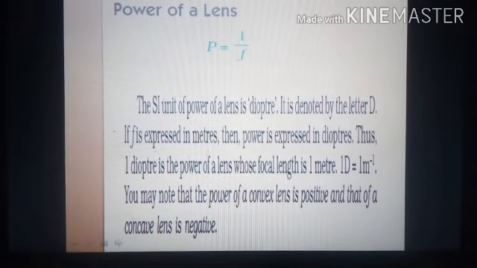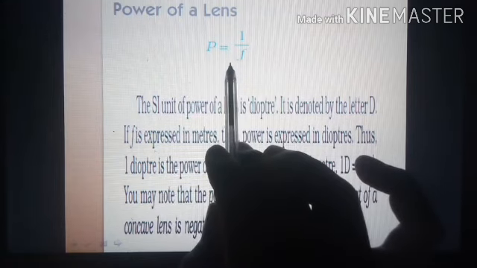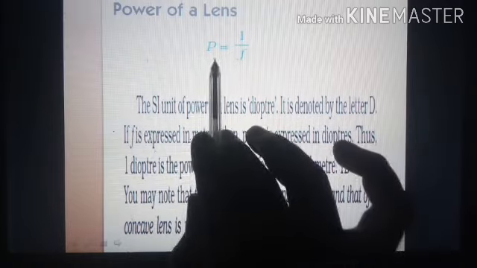Next, power of the lens. Power of the lens means how much a light ray can be diverged or converged by the lens. The degree of convergence or degree of divergence of the lens is called the power of the lens. A convex lens converges light rays, so the degree of convergence of the convex lens is measured in terms of the power of the lens. The same goes for a concave lens: the degree of divergence can be measured in terms of the power of the lens, P.